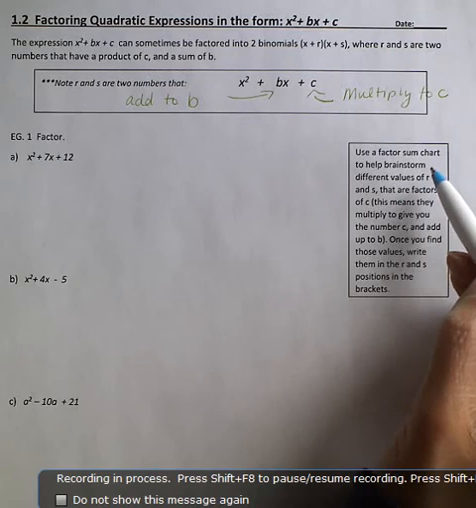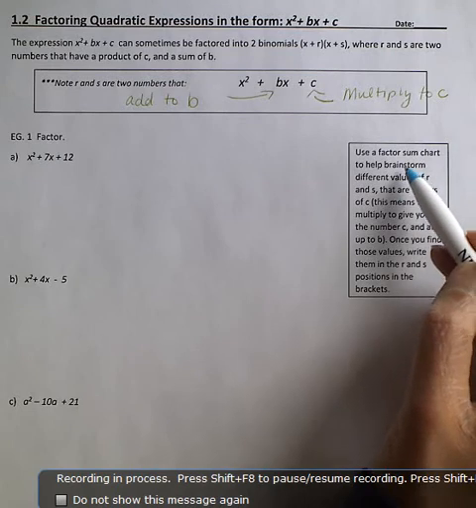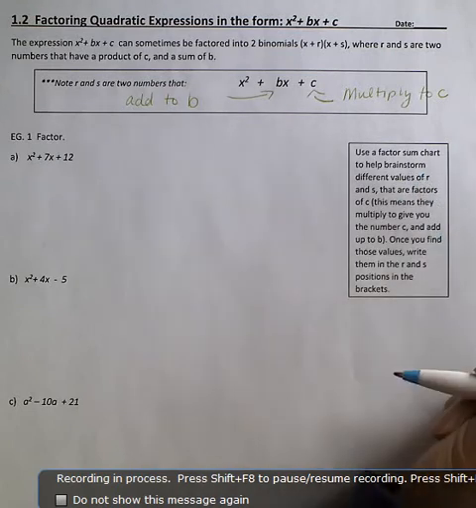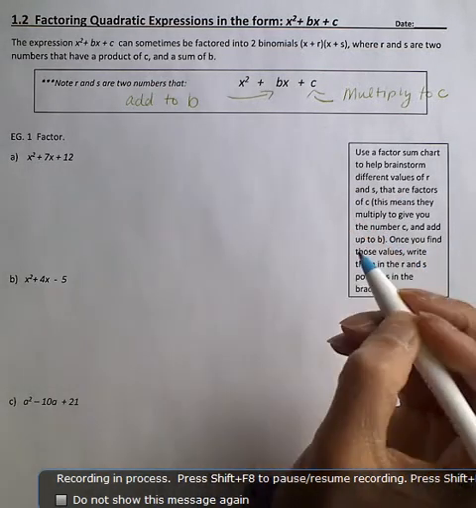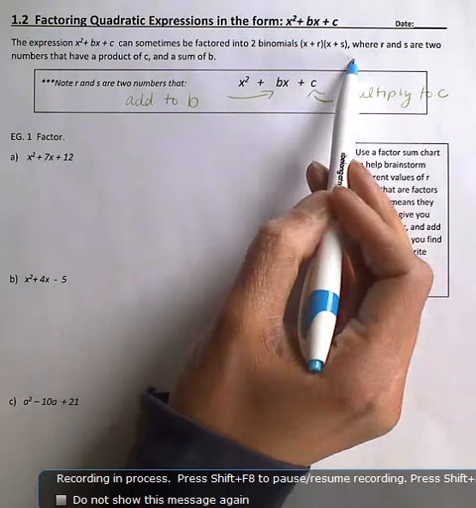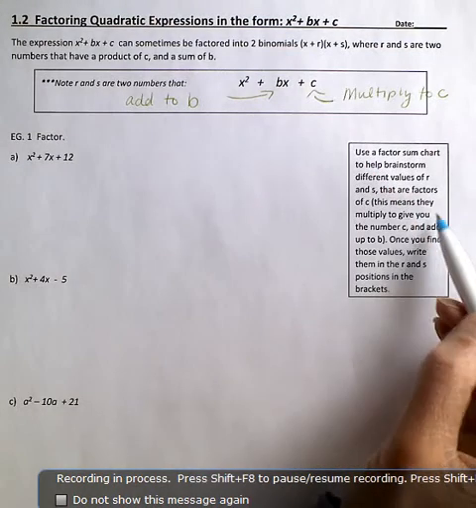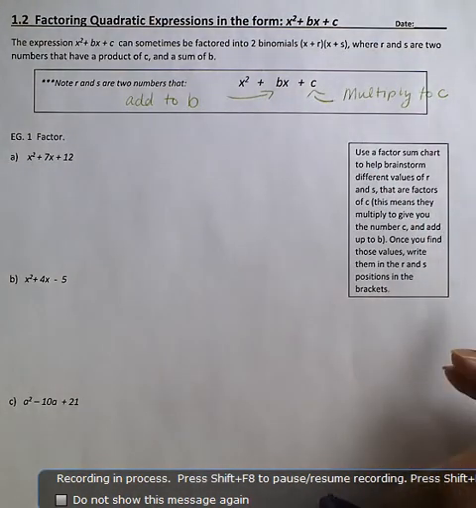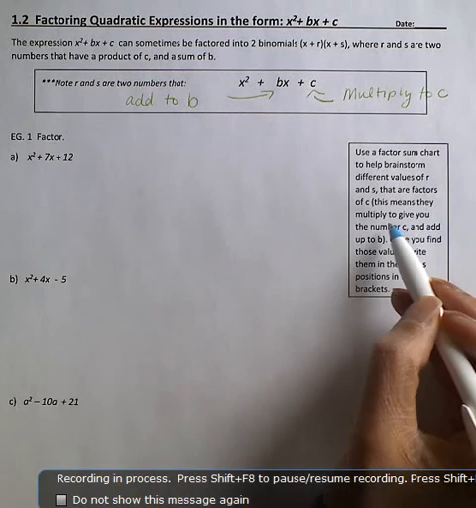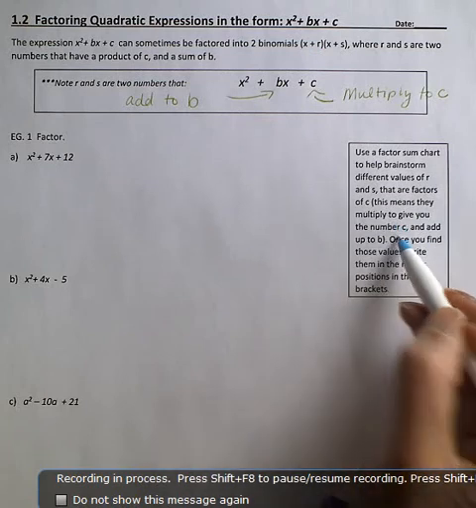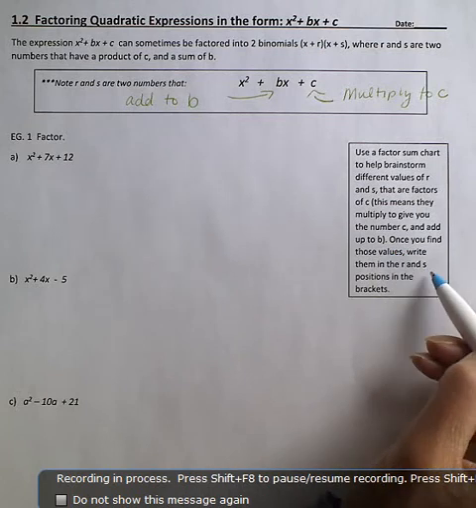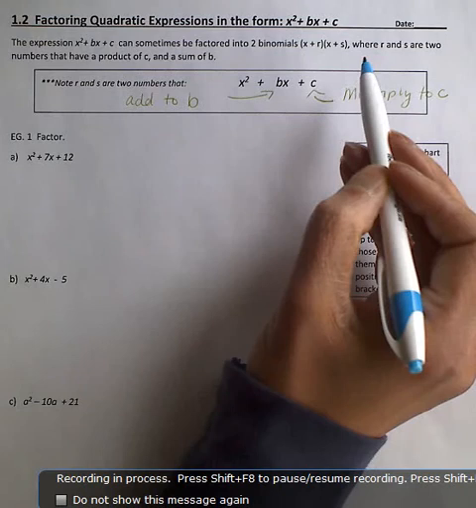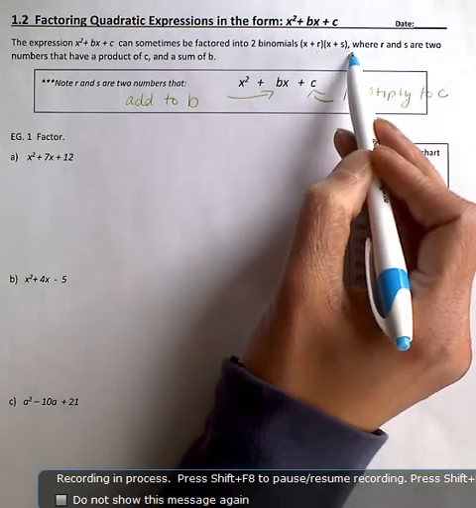Now, I wrote down in this area here a little summary to help you along. When we're factoring these trinomials, use a factor sum chart to help brainstorm different values of r and s. Remember, r and s are the numbers that go in these two positions here that are factors of c. What that means is they are two numbers that multiply to give you the number c, and at the same time they will add up to b. Once you find those numbers, write them in the r and s positions in the brackets. So again, they're going to go in this position and this position.